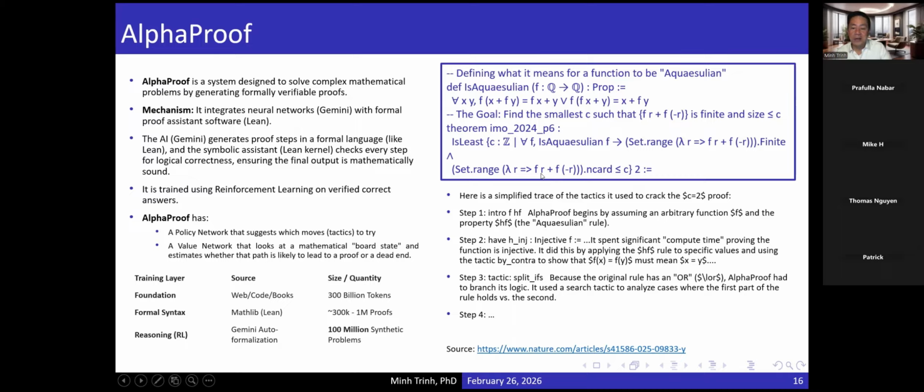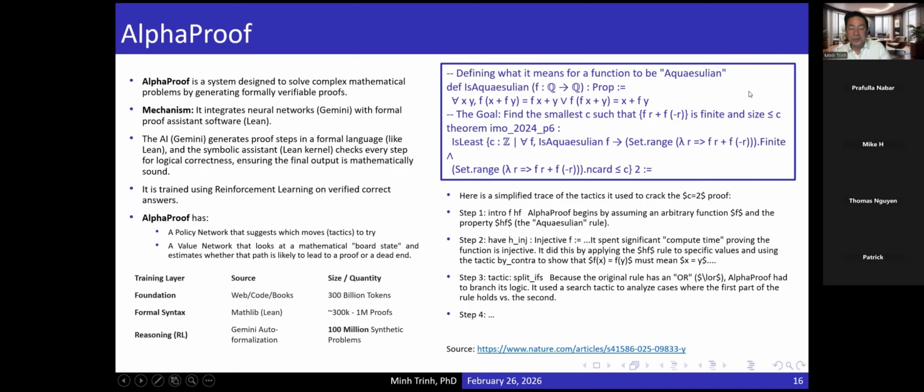So here, this is an example of what they use in AlphaProof. They define what they call an Aquasulian function. A function f is Aquasulian if f of x plus f of y is equal to f of x plus y, or f of x plus y is equal to x plus f of y. If a function f verifies this, it's an Aquasulian function.